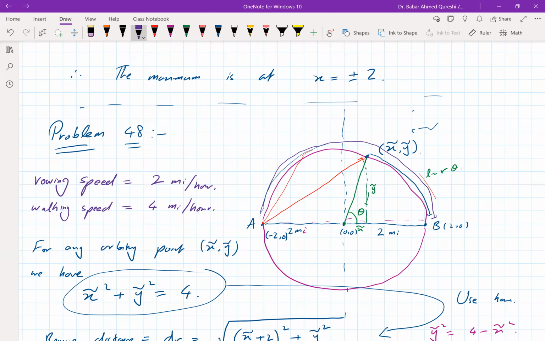And it's at this point, x tilde 1. You row up to this point, and then you walk. So you know exactly which point over here, because x tilde is 1, you can compute what point it is, you can compute this angle, at which angle you should row, and then how much you should walk.